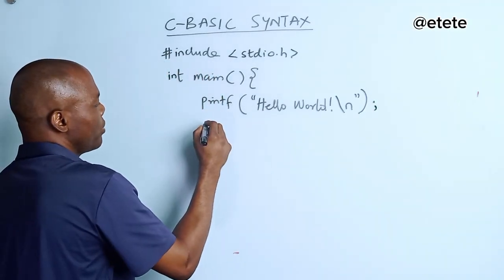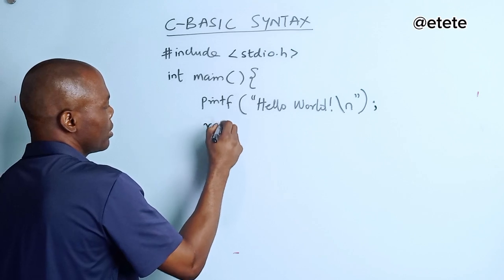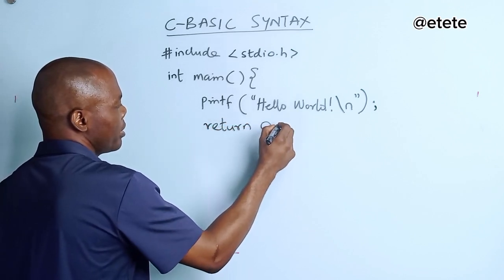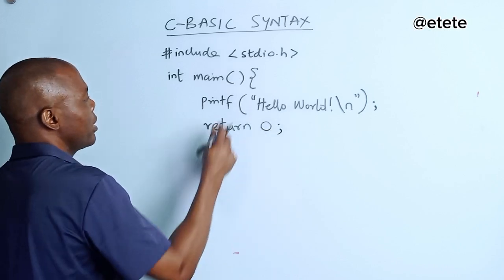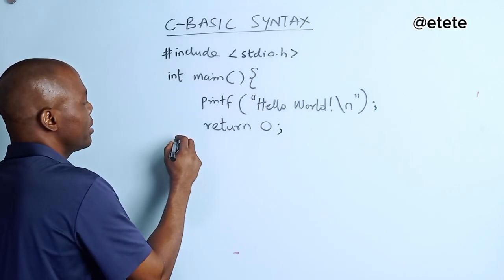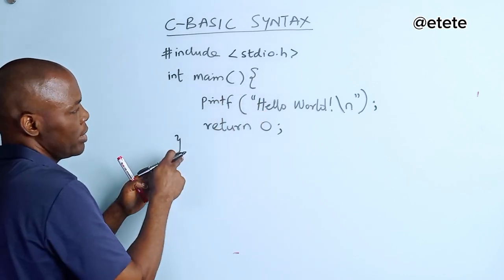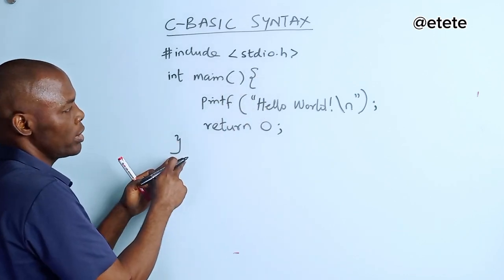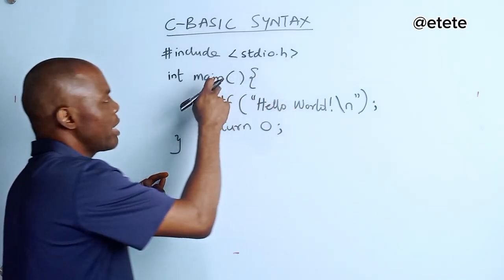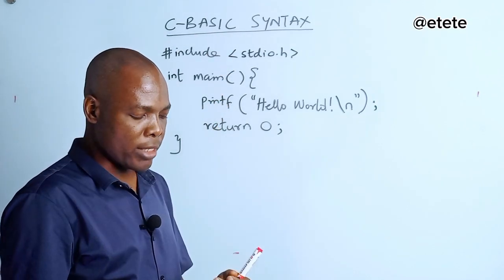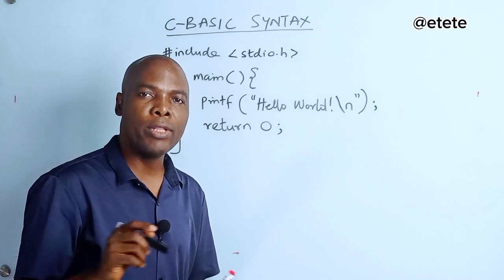Then I will come here, I will say return 0. Then I will have this one. Then this curly bracket, I will bring it here and close it. So this curly bracket is the opening and this is the closing. Now, this statement is inside my main function. So this is the C program that you saw me execute when I loaded the IDE.